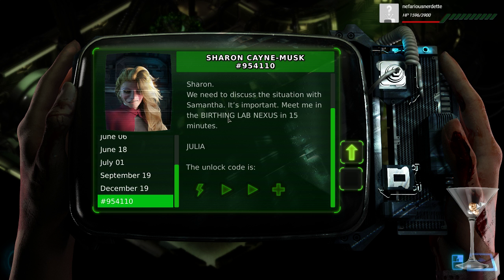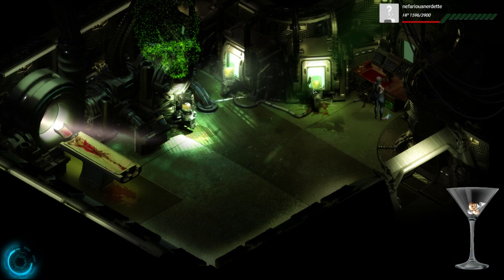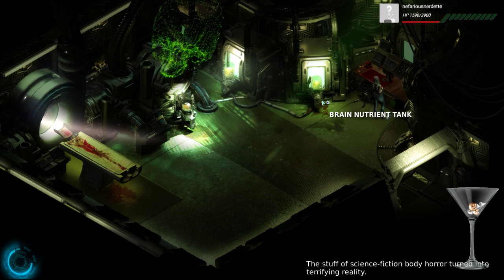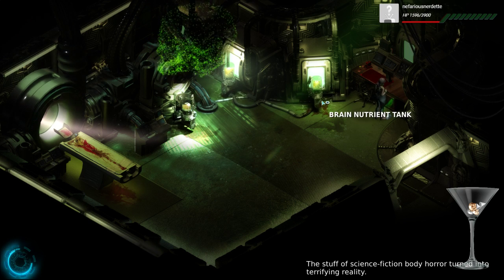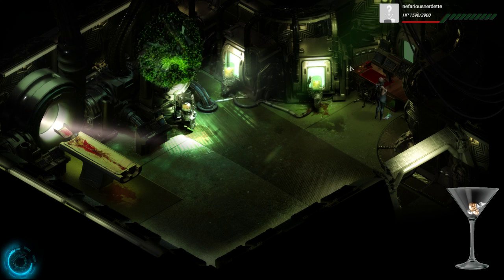Alright. Finally, something I can actually do. What is this birthing lab nexus? Birthing. Lightning bolt, play button, plus sign. There we go. Did I write this? If I did, I blacked out and entered a fugue state. I have competition. Yeah, right? Frankly, I welcome it. Because it just gives me more stuff to enjoy.